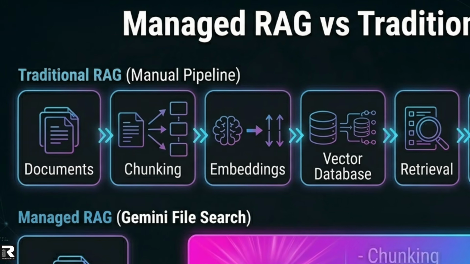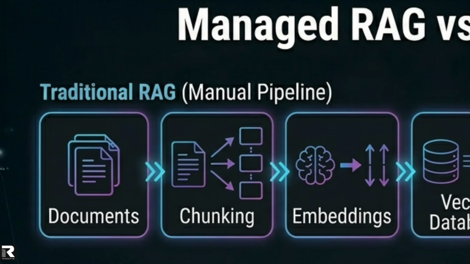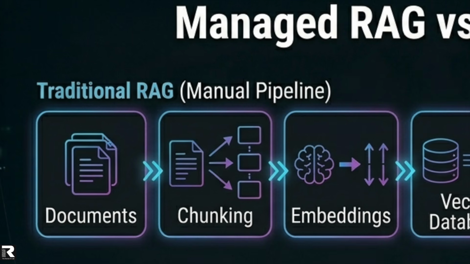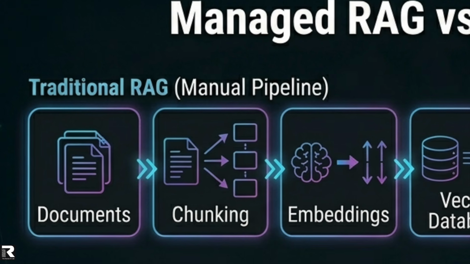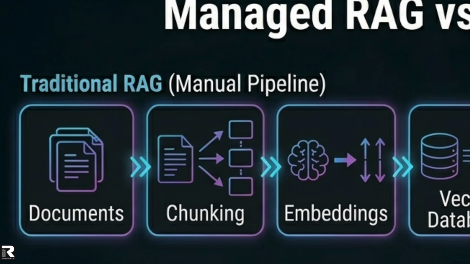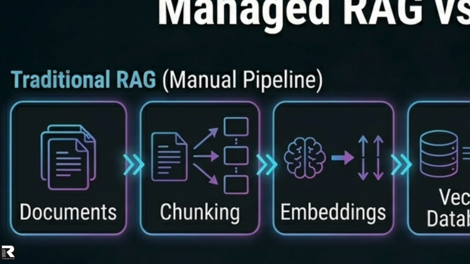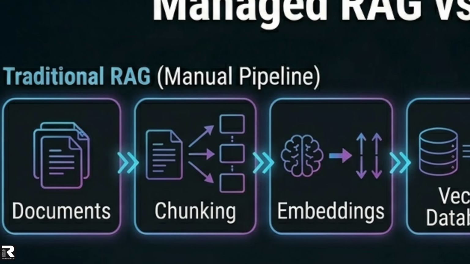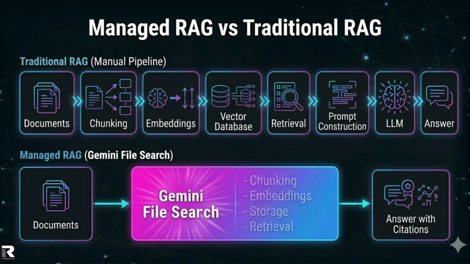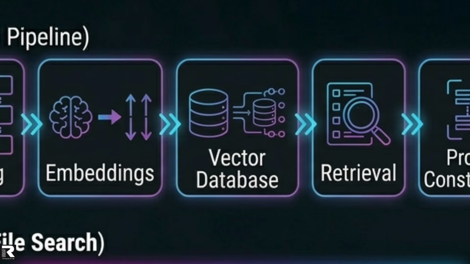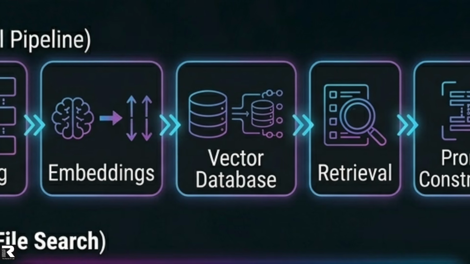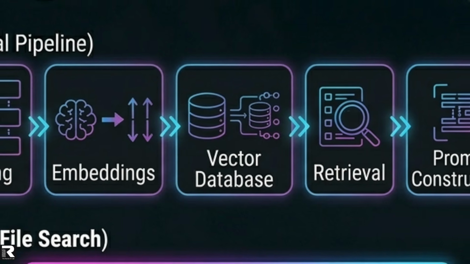Chunking. When you upload documents, they're broken into smaller pieces called chunks, because large documents can't be processed efficiently all at once. Embeddings. Each chunk is converted into an embedding, a numerical representation of meaning. This allows the system to understand semantic similarity, not just keywords. Vector database. These embeddings are stored in a vector database, optimized for similarity search instead of exact matches.